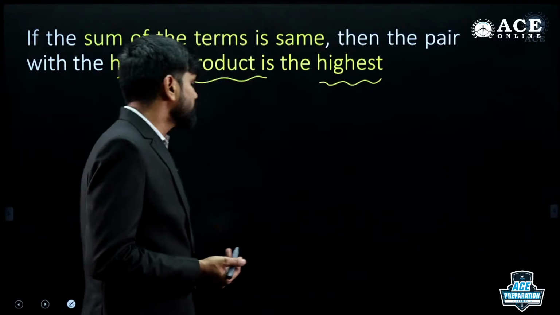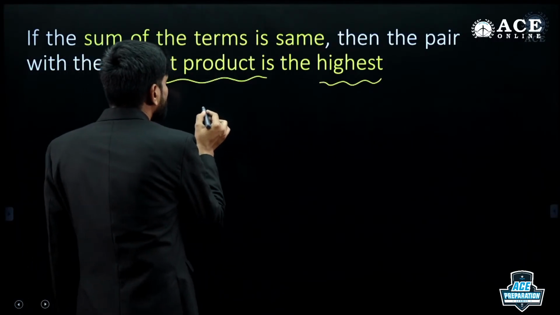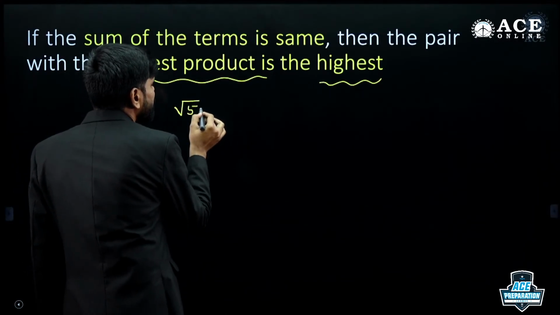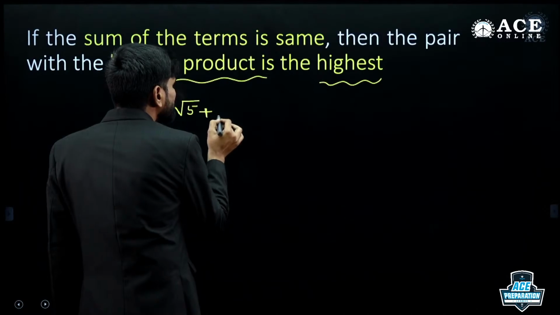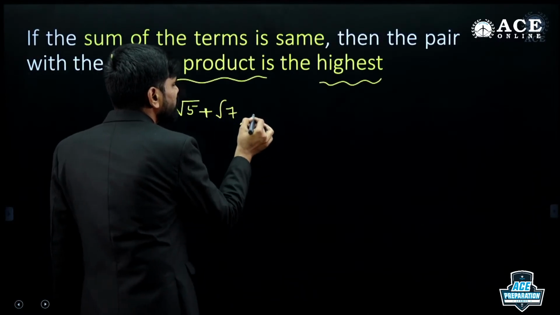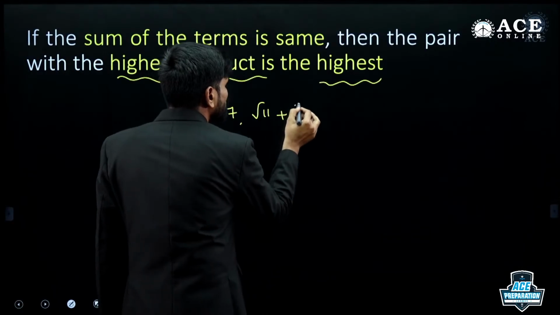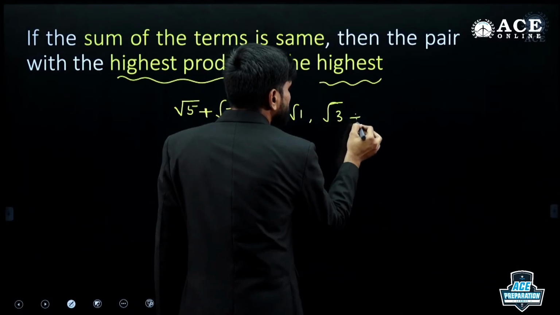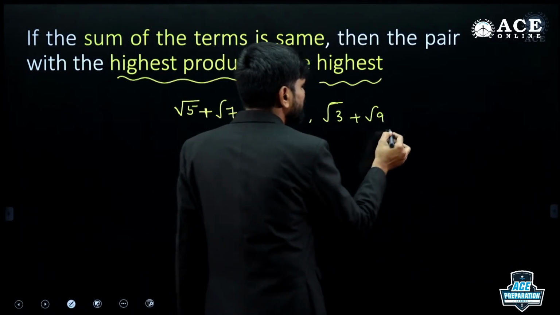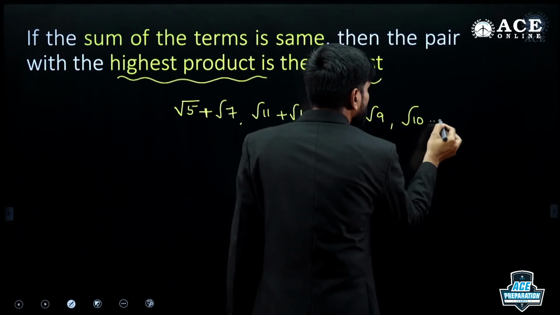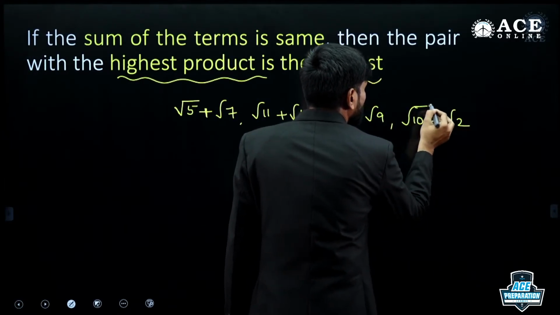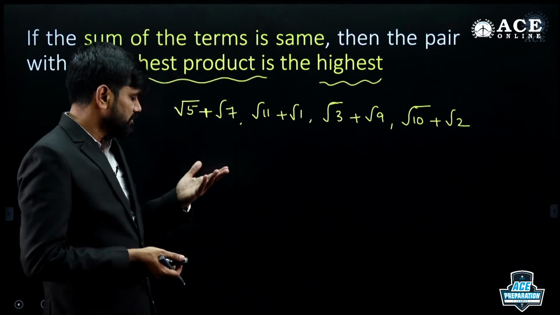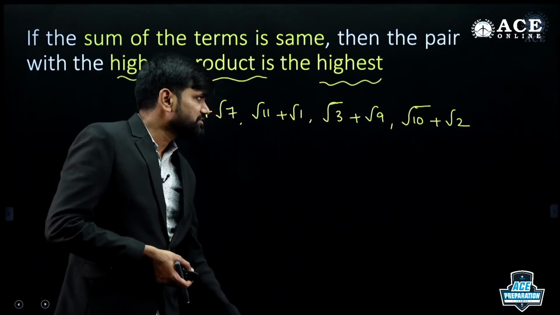So let me give one more example for you to practice. Just try this one. I am giving you root 5 plus root 7, root 11 plus root 1, root 3 plus root 9, root 10 plus root 2. Tell me which is the highest among these. Please answer it in the chat box.